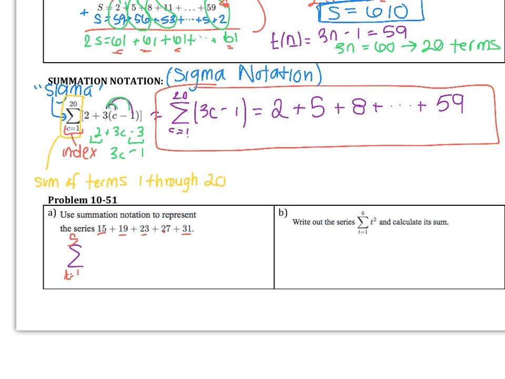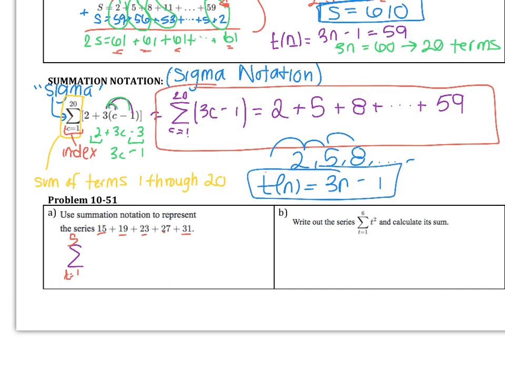Now we have to figure out what is the actual formula for this, because that's what's going to go on the inside. This is the formula we would have used for a series. I'm going to jump back up to this summation notation example. If I had just had this 2, 5, 8, and said what's the equation for this sequence, we would have done T of n equals, we would have seen, okay, that's plus 3, so 3n. And then what's the 0th term? That would be minus 1. So the formula for the sequence is exactly what's on the inside of the summation notation.